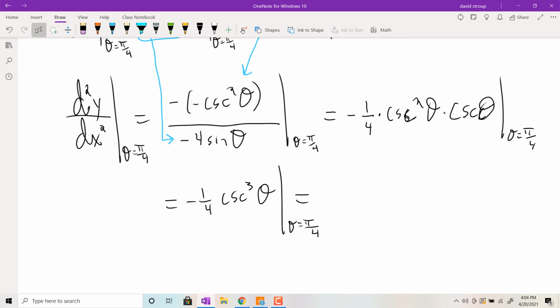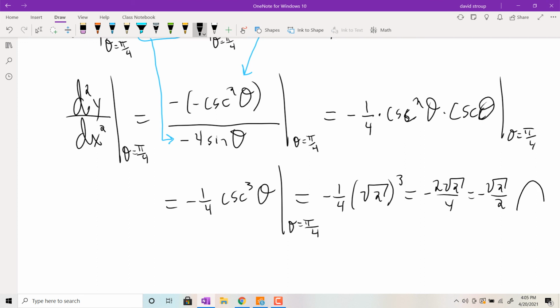Cosecant, again, is 1 over sine. Sine of pi over 4 is root 2 over 2, or 1 over root 2. If you take the reciprocal, you just get root 2. So we're getting negative 1/4 times root 2 cubed. Root 2 cubed is 2 root 2. So you get negative 2 root 2 over 4, which is negative root 2 over 2. So it's concave down. Sad face.